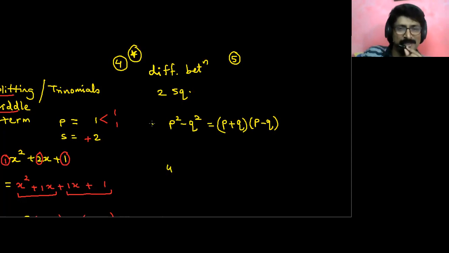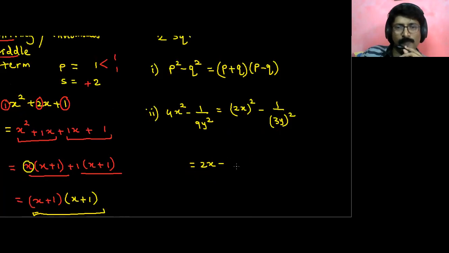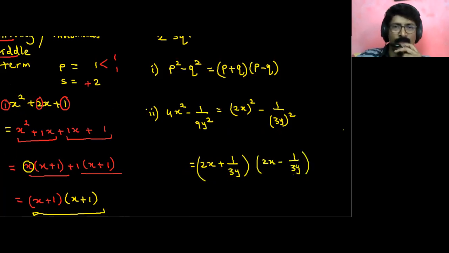Anyway, I'll do one more sum of this type, like 4x square minus 1 upon 9y square. So you can do this as 2x the whole square minus 1 upon 3y the whole square. And now you can further factorize these as 2x plus 1 upon 3y, and in another bracket 2x minus 1 upon 3y. I hope you understood this. What is this? Difference between the two squares.